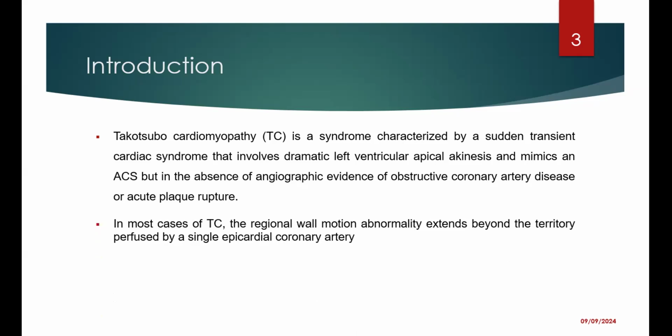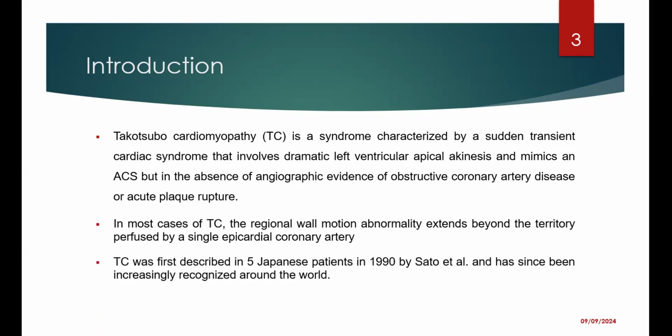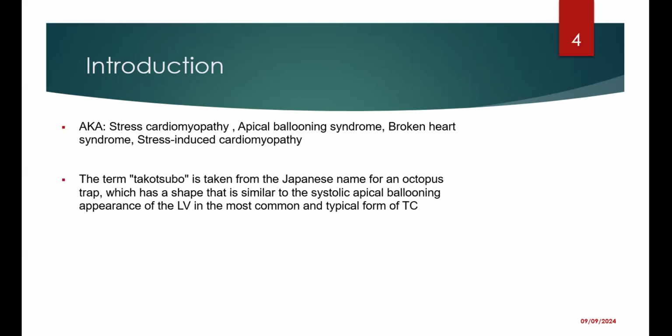In most cases of Takotsubo, the regional wall motion abnormality extends beyond the territory perfused by a single epicardial coronary artery. And this condition was first described in 5 Japanese patients in 1990 by Sato et al. And it has since been increasingly recognized around the world. It has other names such as stress cardiomyopathy, apical ballooning syndrome, broken heart syndrome, and stress-induced cardiomyopathy.